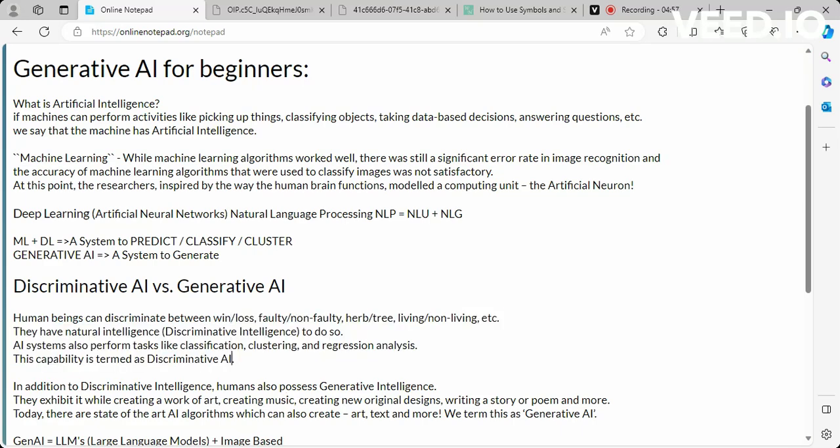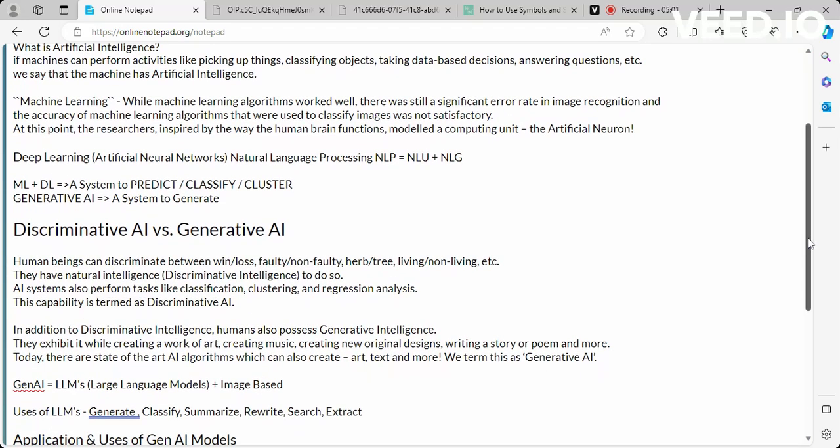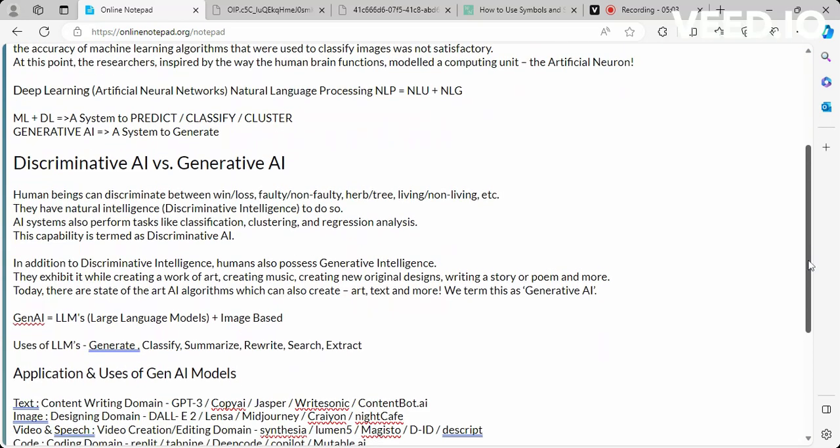And then additionally we have this creative intelligence. Humans can also do creative work, like creating music, creating designs, writing a story or essay or poem. Humans can do these things, but AI could not. Now AI is doing that also. We have a new AI called generative AI, which generates content or data. So that is Gen AI.